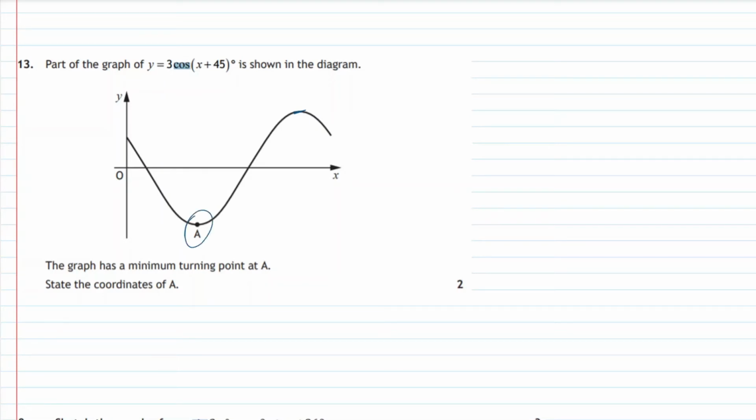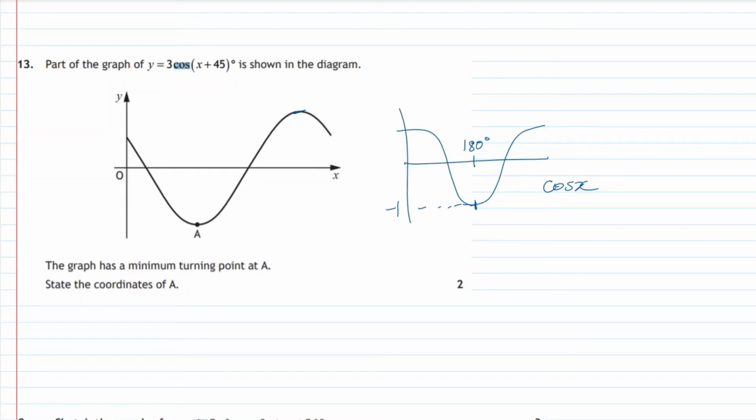So where does this usually occur? Let's quickly sketch out what a cos curve would look like. Cos curve looks something like that. And this point here is usually at 180, and it occurs at the minimum amplitude. So if this was just regular cos x, then it'd be at -1.